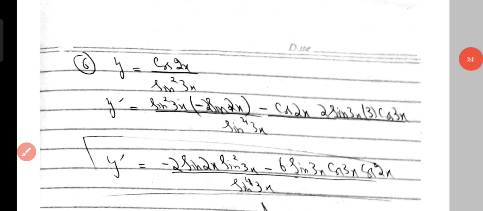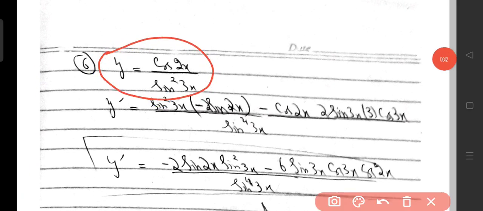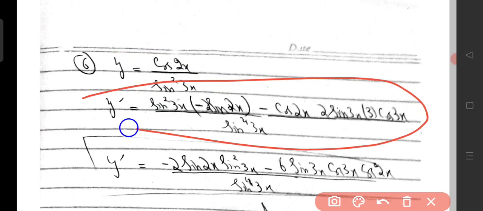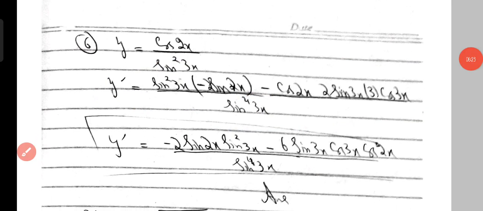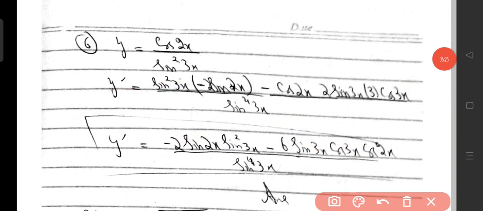Next is y is equal to cos 2x divided by sine square 3x. So here we are applying the division identity. In the denominator sine square 3x, and here v stays the same, and the derivative of u, which is cos 2x.